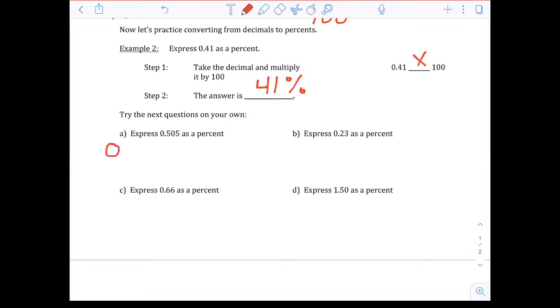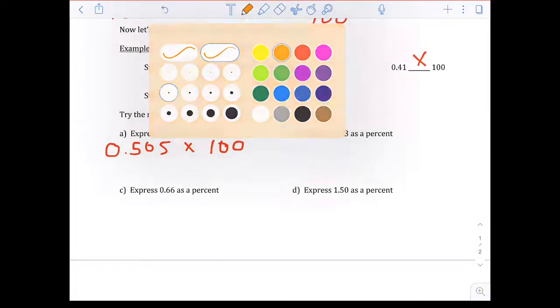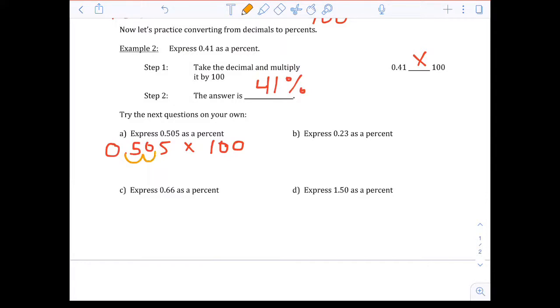For this one here, 0.505 times 100. When you multiply by 100, if you remember a little trick you might have remembered in elementary school, what happens is the decimal just moves over too. 50.5% in this case.